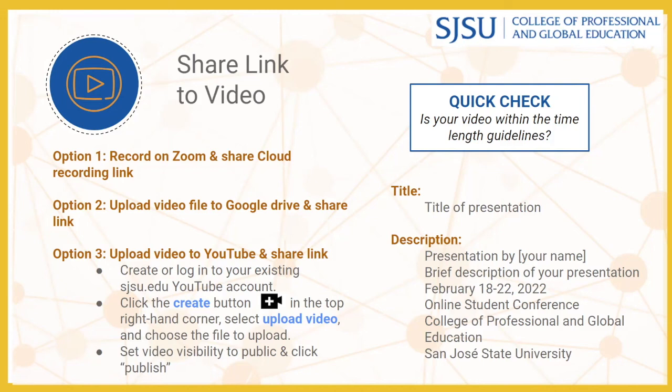Third, you can choose to upload the file to YouTube. If you don't already have a YouTube account, it's easy to create one. Just log in to your SJSU Google account, go to YouTube, and select Create an Account. That's it. Now you can go ahead and click the Create Video icon and select Upload Video.